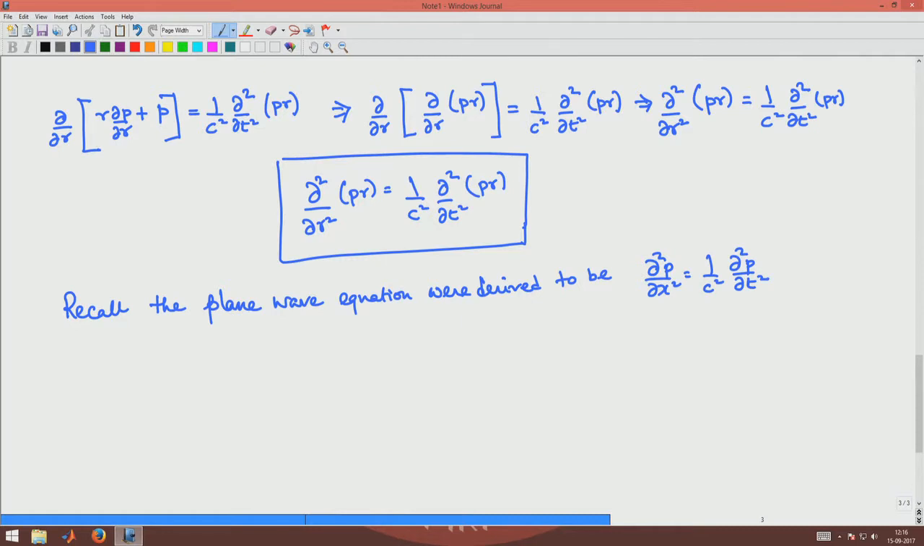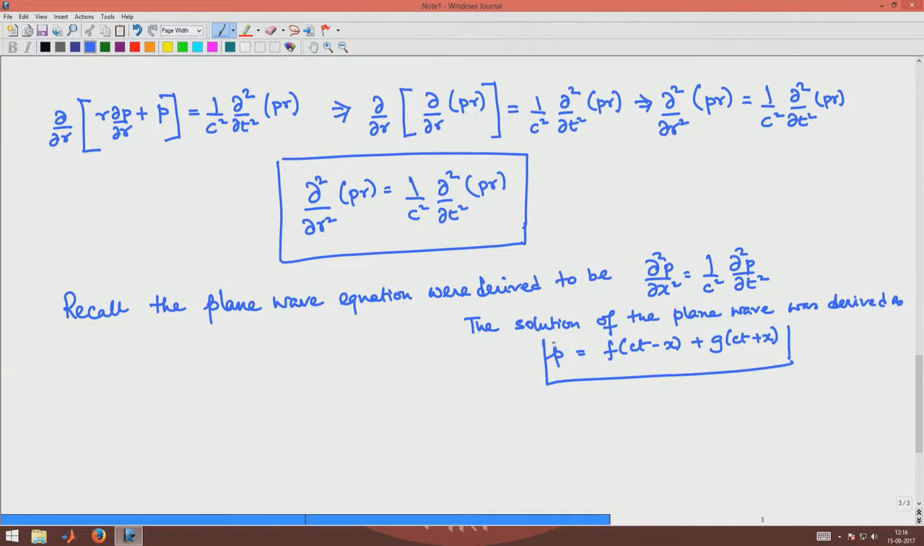Other than that, everything else is just the same, and we will also recall the solution of the plane wave was derived with the D'Alembert solution, and everything was derived as p = f(ct − x) + g(ct + x). Okay. So, this was our solution for the plane wave equation. The equation itself was stated as I have given here.